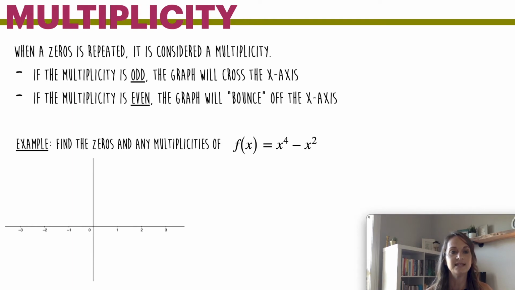The multiplicity is when a zero is repeated. If the multiplicity is odd, then the graph will cross the x-axis. If the multiplicity is even, the graph will actually bounce off. So for example, if I want to find the zeros of this function, I first can see that I can factor out an x squared. If I factor out an x squared, I'm left with x squared minus 1, with the 1 because I had to have a placeholder.